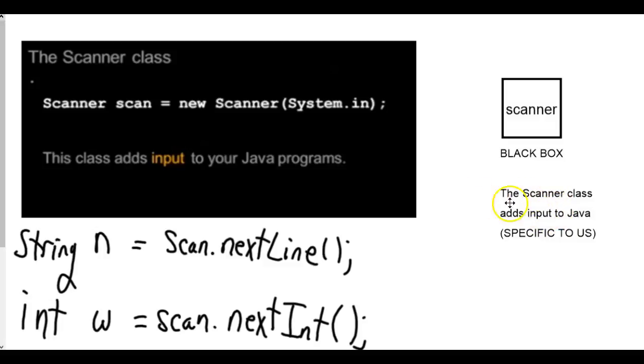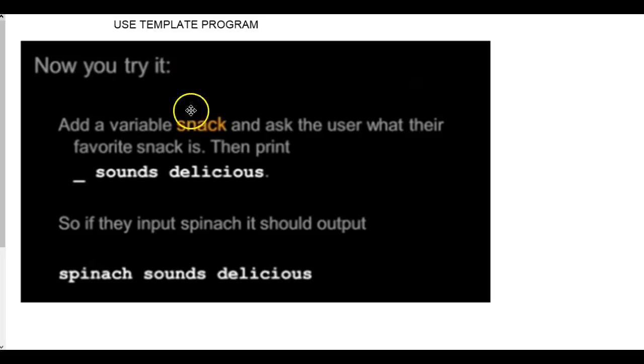So the scanner class is something we don't need to know how it works, but it is specific to us, which means we brought it into the program. We imported that information. You might notice in your code there's a couple lines at the top, and we'll talk more about this in the future, that import information. One of the things that it imports is the scanner class. So it's importing all that information that it needs in order to do those next lines. You don't need to know how it works, you just need to know how to use it. There'll be other objects like that in the future.